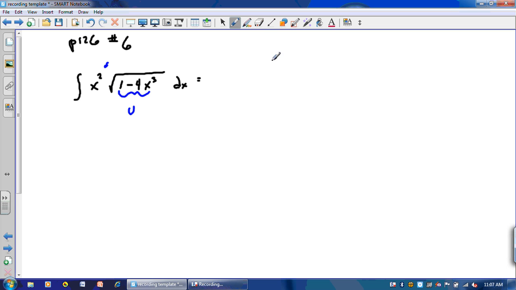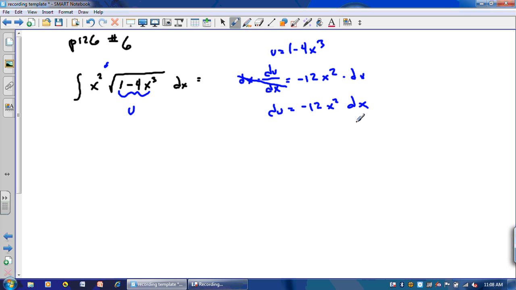So let's get right into it. U equals 1 minus 4x to the third. Again, this part of solving these problems always goes down the same way. Differentiate both sides. du/dx equals negative 12x squared. Multiply both sides by dx. We get du equals negative 12x squared dx.